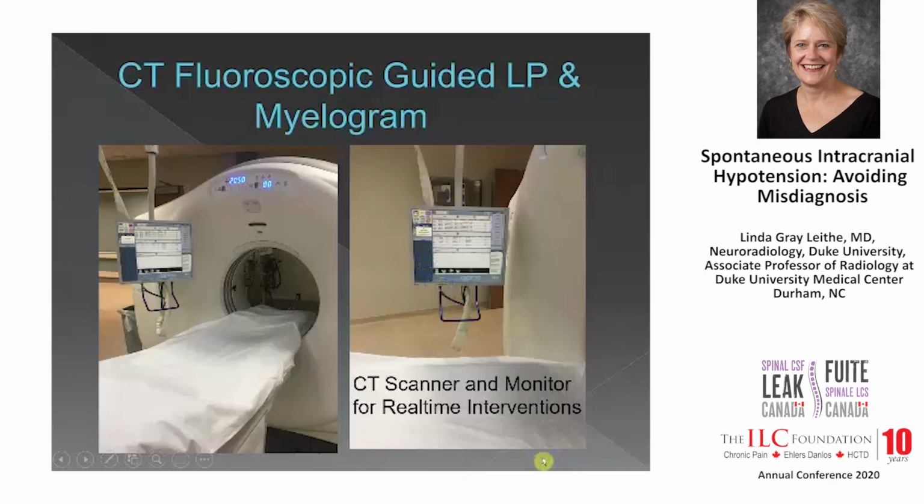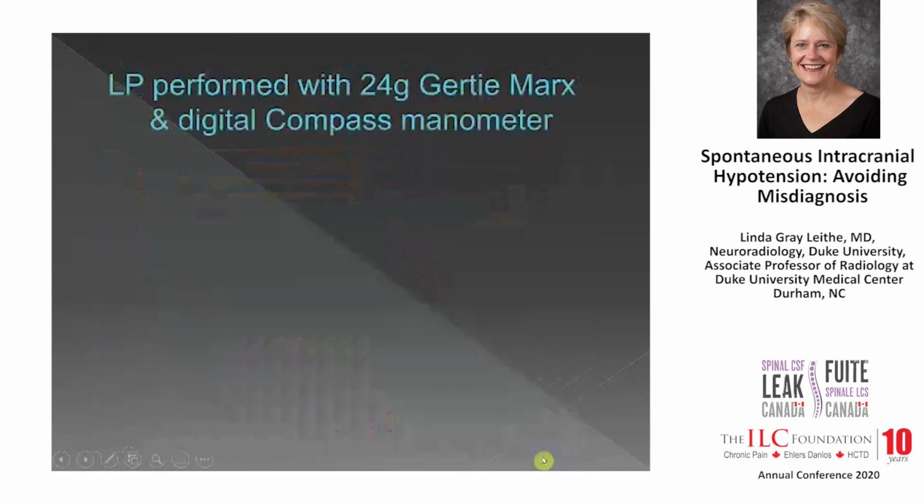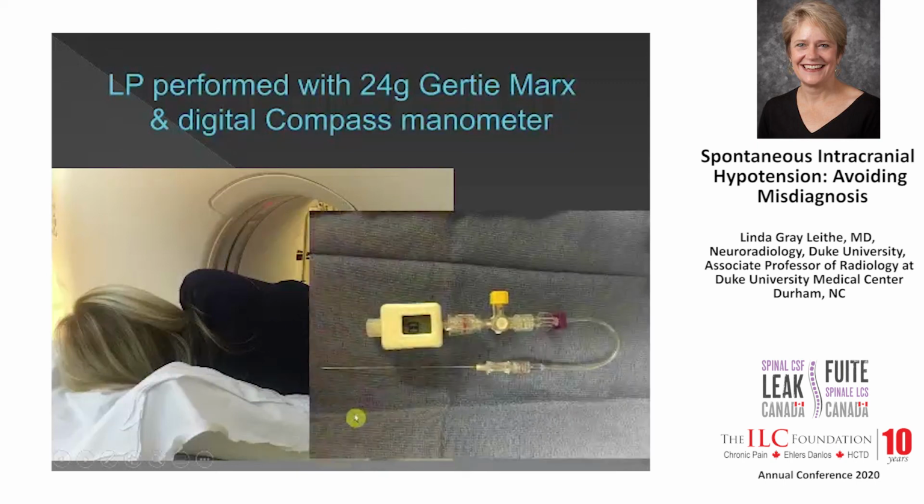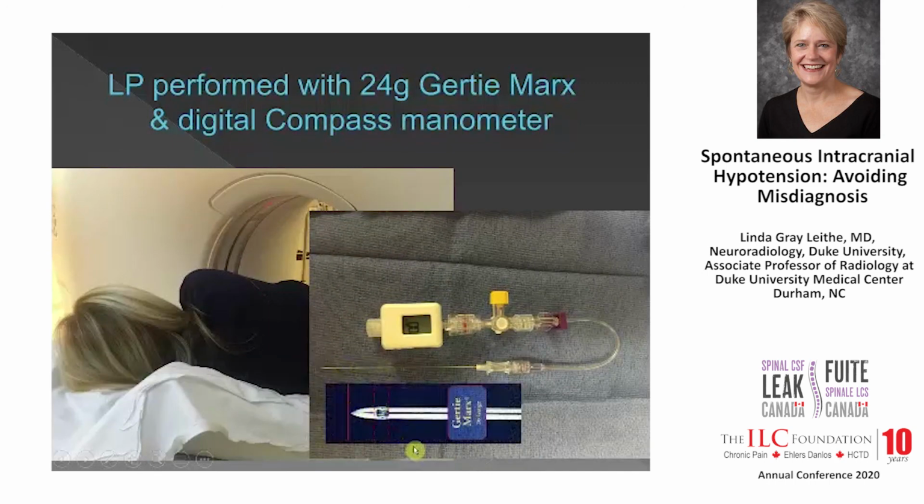This is a patient who is in the CT scanner, and we localize the spot for doing the lumbar puncture as we've marked here. We use a 24 gauge Gertie Marks needle, which is a blunt tip side hole needle, and you have about a 1 in 1,000 chance of a post-LP headache with this needle. The other thing it does is it does not contaminate your field with contrast getting outside of the thecal sac. So you have very little contrast that leaks out with this needle. We also use this Compass manometer, which is a digital manometer, in order to get our pressures. And this 24 gauge needle is bored out, so it's 22 gauge on the inside.